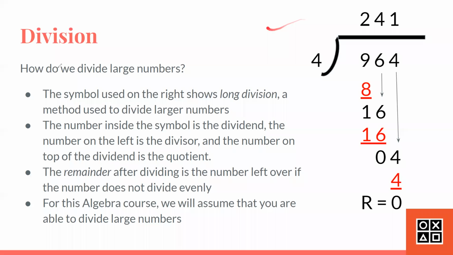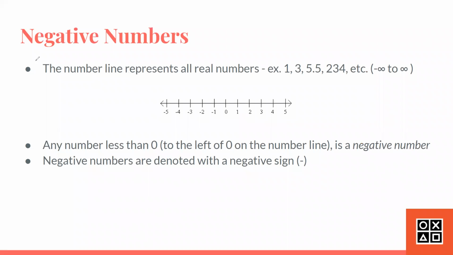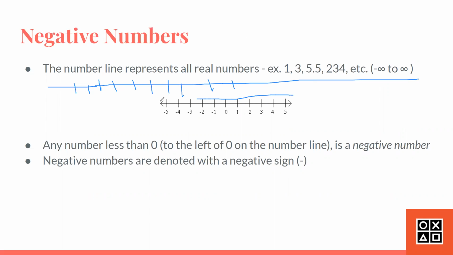All right, now we will be talking about negative numbers. A number line represents all real numbers. It's just a line that extends forever with certain plot points and numbers, as seen right here. So examples, the point on the line could be anything: 1, 3, 5.5, 234. Here's a better way to view what's on the number line.